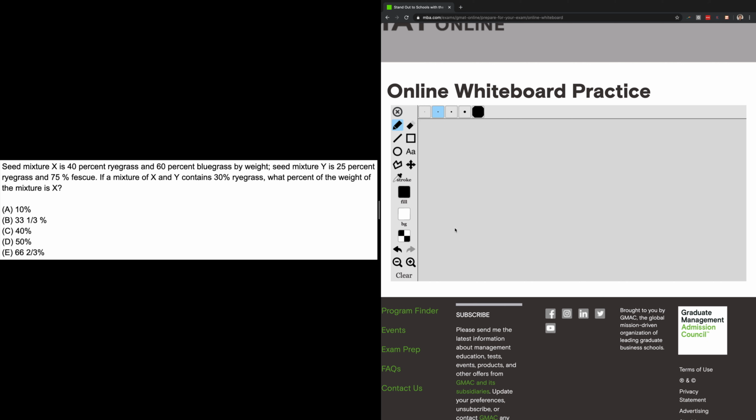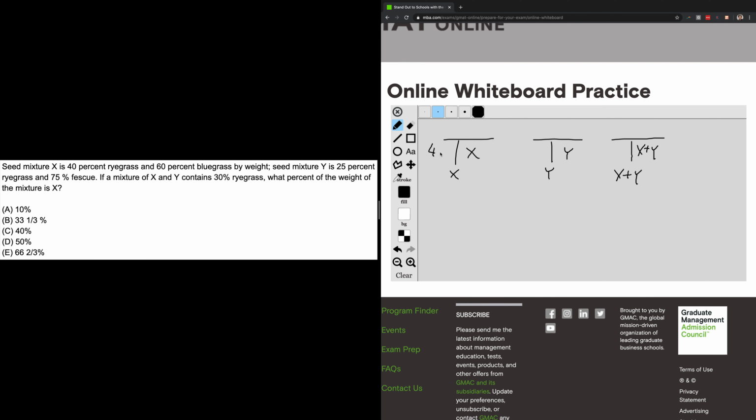Weighted average questions are the same as average rate questions. So you can use the rate tees. These are a really great way of organizing average rate questions and are also really good for weighted average questions. We can just label these with our mixtures X and Y, and the total is the sum of those guys. And for X, let's just call the amount of X, X, and we could do the same for Y. These two boxes always sum to this total box. That's an inference that you always want to make for average rate or weighted average questions.